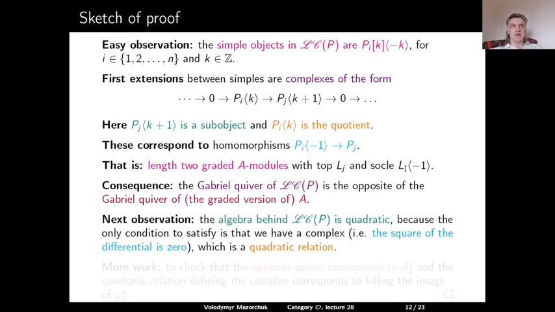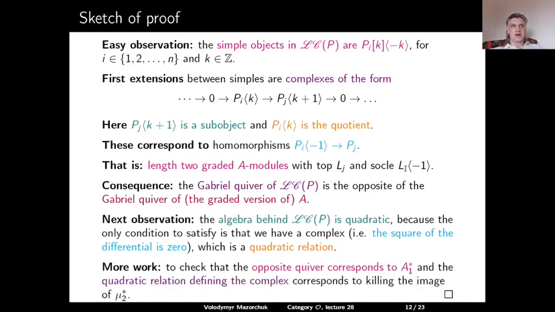So the Gabriel quiver is the opposite one, which corresponds to the dual bimodule A1 dual, and the algebra behind is quadratic. So it takes some work now to show that this quadratic relation is given explicitly by killing the image of the multiplication map mu2 star.